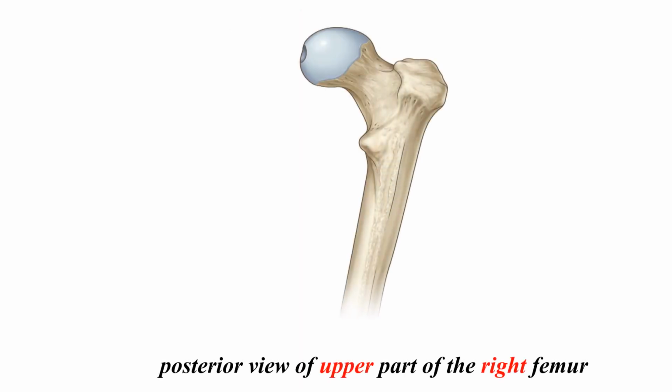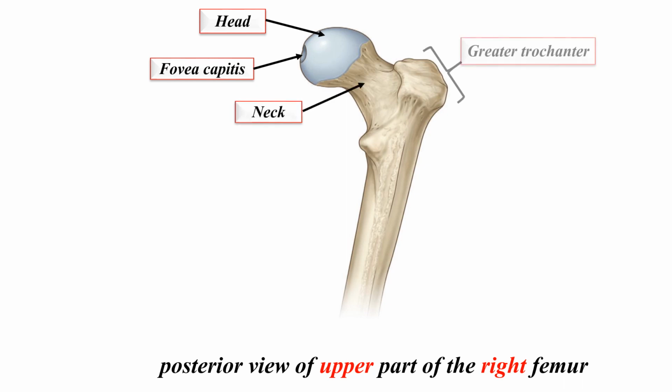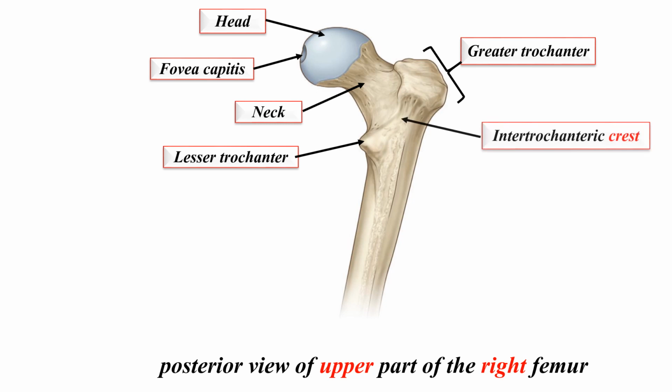This is the posterior view of the upper part of the right femur. This is the head of the femur, the fovea capitis. This is the neck of the femur. This is the greater trochanter and the lesser trochanter. Between the greater trochanter and the lesser trochanter posteriorly, there is the intertrochanteric crest. Here, this is the intertrochanteric crest.